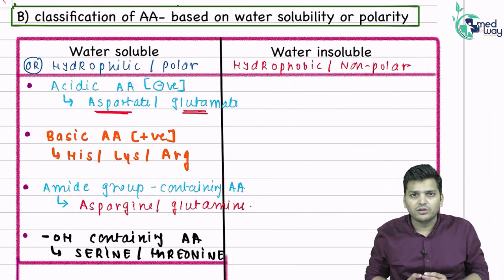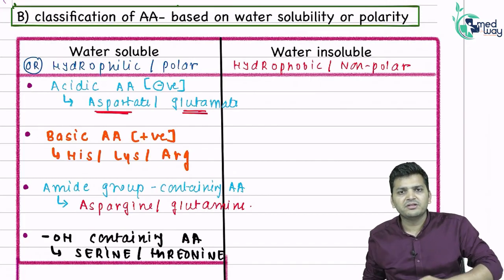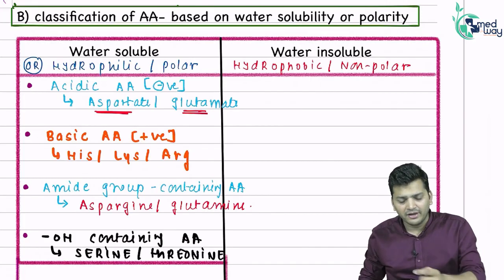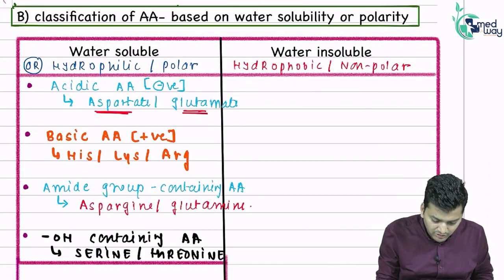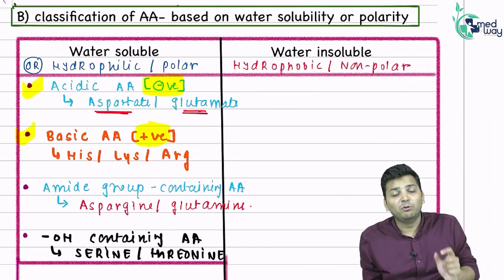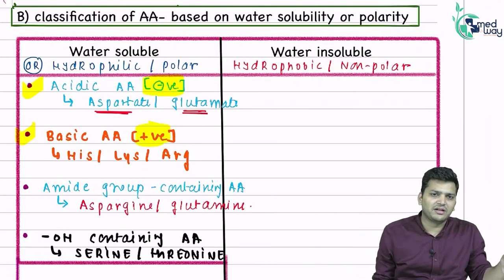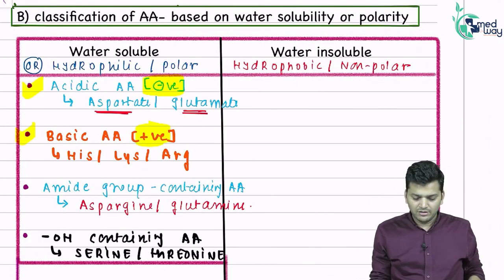But if I change the question: which of the following amino acids is polar and charged? Polar and charged. Polar means water soluble and charged means either negative or positive. Then the answer will be this category or this category. So polar can be charged or polar non-charged, right? That can also be there.